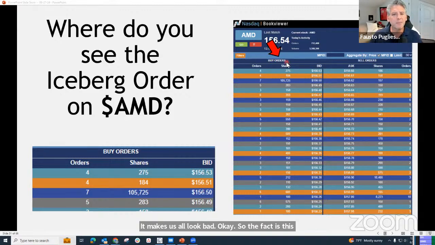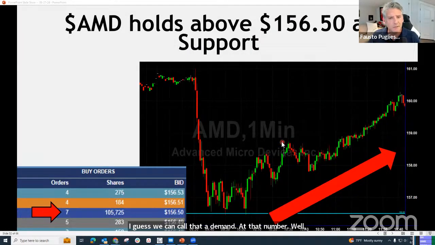Buyers, where do we see the biggest significant amount of shares? Right here at $156.50 for 105,000 shares. Now, look, there's buyers everywhere. 200, 150, 390. But the biggest buyer is right at 158.50. So by such a big buyer out there, I guess we can call that a demand at that number. Well, guess what? What did the stock do when it got to that number? It hit it and went right back up to 160.